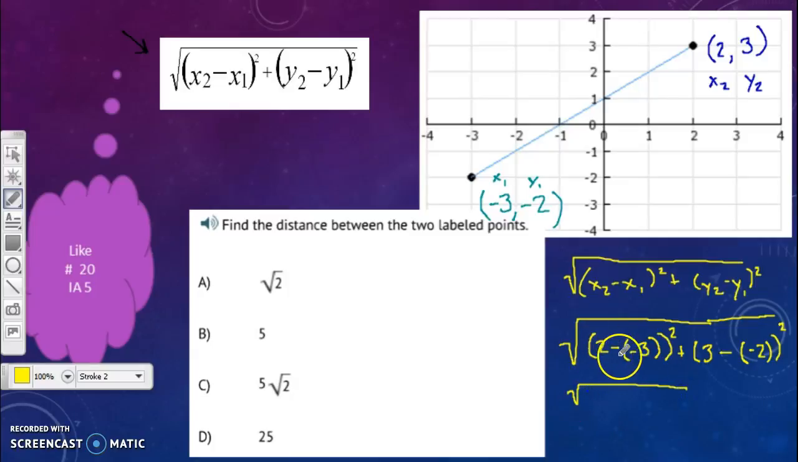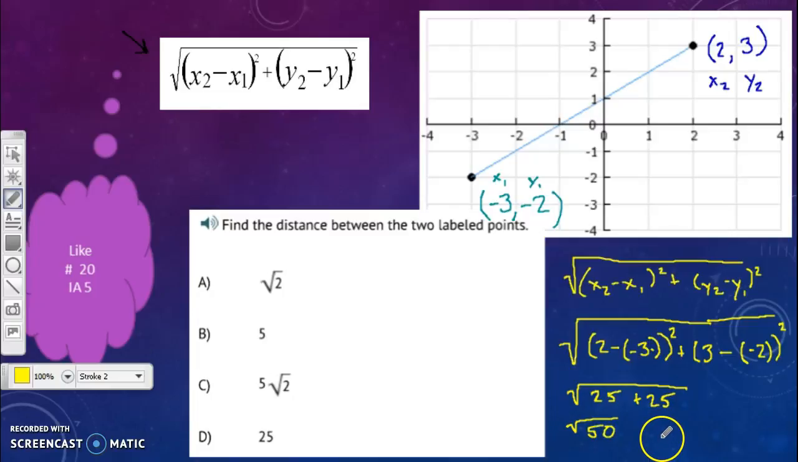All right, 2 minus negative 3, that's the same thing as saying 2 plus 3, so I get 5. And 5 squared is the same as 5 times 5, so I'm going to do 5 times 5, and I get 25. Well, guess what's going to happen over here? 3 minus negative 2 is the same as 3 plus 2, which gives me 5. Again, 5 squared is 5 times 5, and that also gives me 25. Now, I'm going to add those two together. 25 and 25 gives me 50.